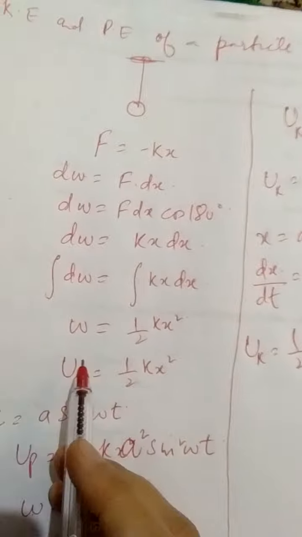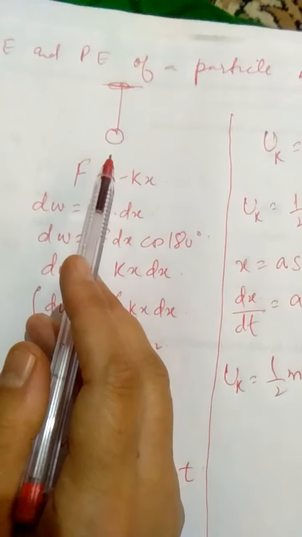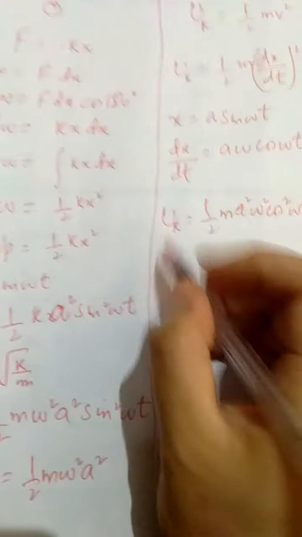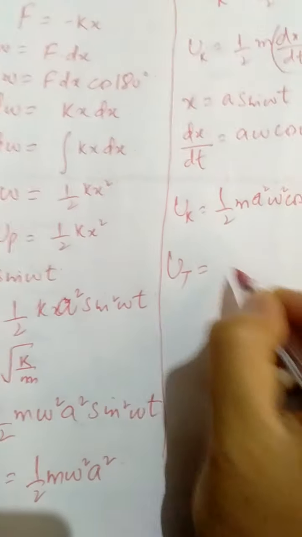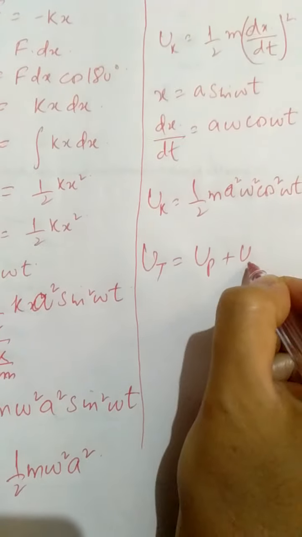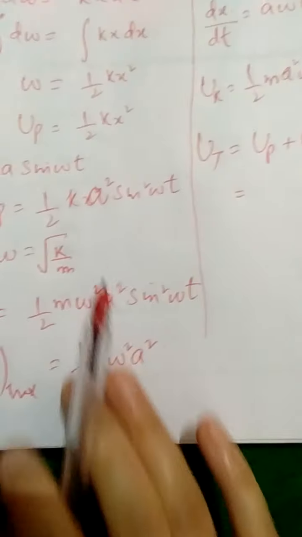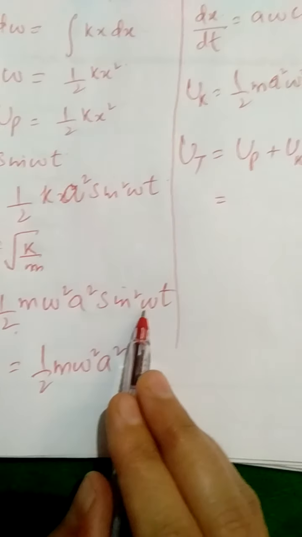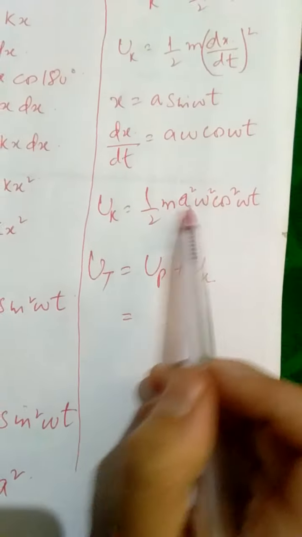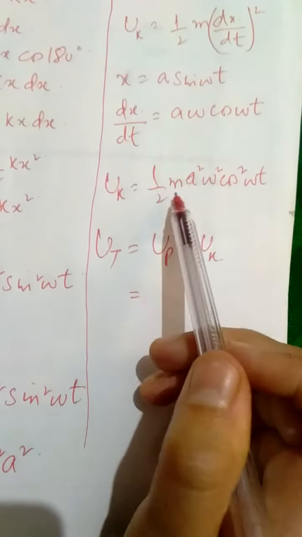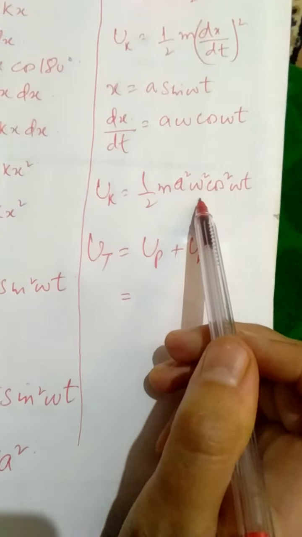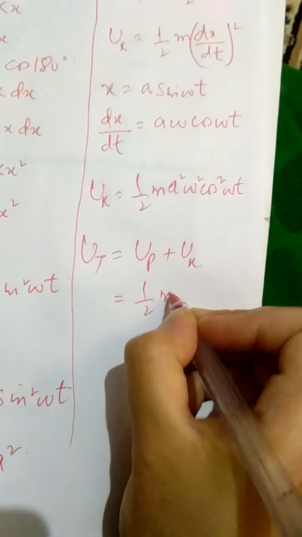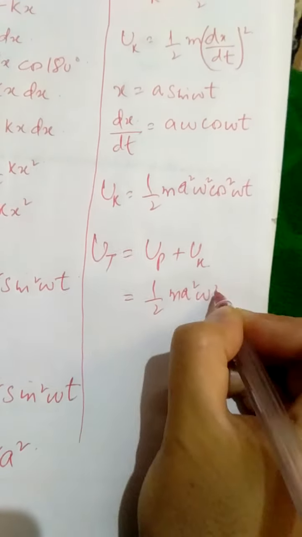For the present case, remember, I am repeating that we have taken the example of a simple pendulum, right? So what is the total energy of the system now? Total energy is obviously U potential plus U kinetic. And if you see, this is half m omega square a square sine square omega t, and this is half m omega square a square cos square omega t. So this factor will be taken common, and sine square plus cos square is 1. So that is half m a square omega square.